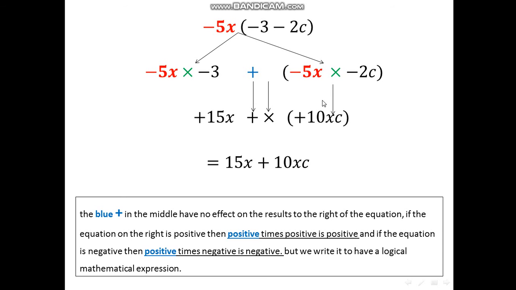Minus times minus gives me plus. 5 times 2 gives me 10. x times c gives me xc. So now plus 15x comes down. Now we have to determine this here. Plus times plus gives me plus, and 10xc comes down.